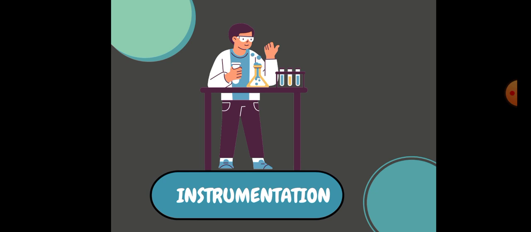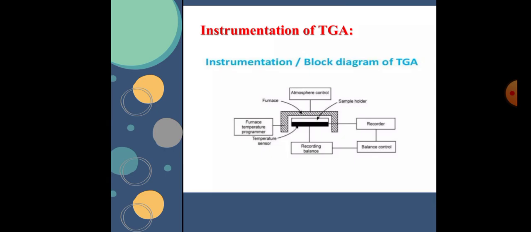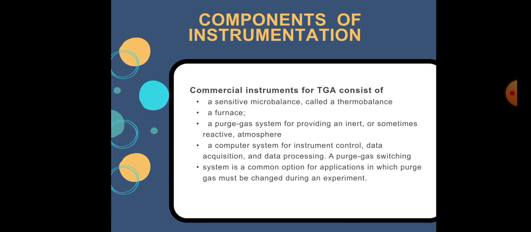Now we see instrumentation of thermogravimetric analyzer. Instrument used in TGA is a thermobalance. TGA gives information only for substances which show a change in mass on heating or cooling. Here is a block diagram of TGA in which atmosphere control, sample holder, recorder, balance control, recording balance, furnace temperature programming, temperature sensor, furnace. Now we see components of instrumentation.